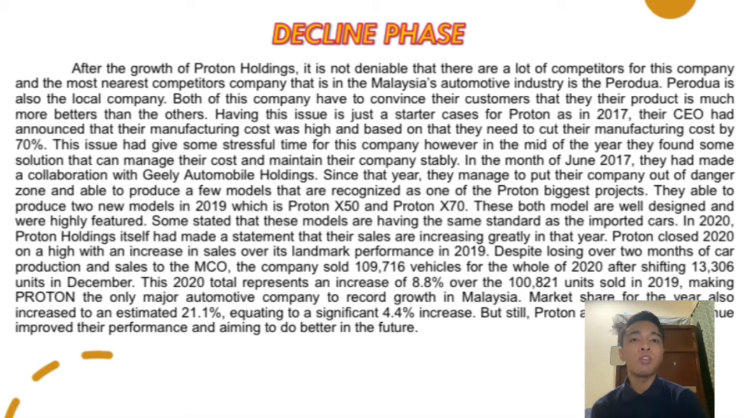Despite losing over 2 months of car production and sales to the MCO, the company sold 109,716 vehicles for the whole of 2020 after shifting 13,306 units in December. This 2020 total represents an increase of 8.8% over the 100,821 units sold in 2019, making Proton the only major automotive company to record growth in Malaysia. Market share for this year also increased to an estimated 21.1%, equating to a significant 4.4% increase. But still, Proton always strives to continue improving its performance and aims to do better in the future.